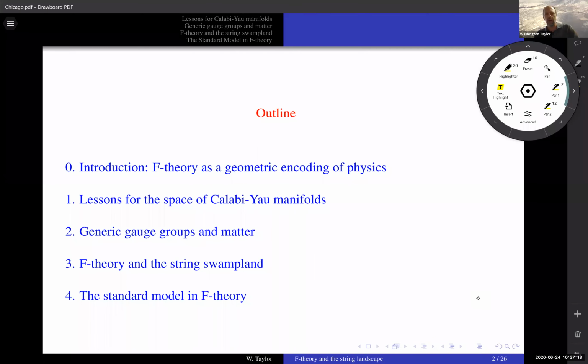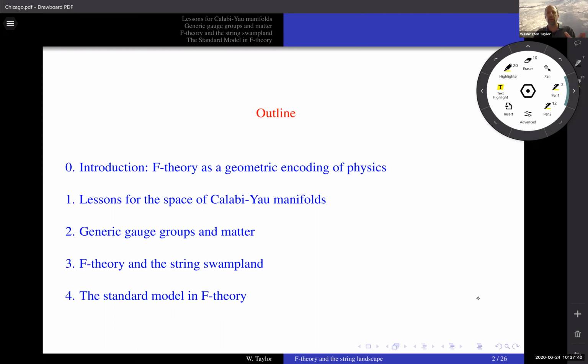And then I'll talk through several different things. One is how F-theory gives us a global picture of the space of Calabi-Yau manifolds. That's something people have been trying to understand for a long time, and from the F-theory point of view, we get some new insights into that. That's probably the least physicsy thing I will talk about today, but it's the thing which underlies everything else.